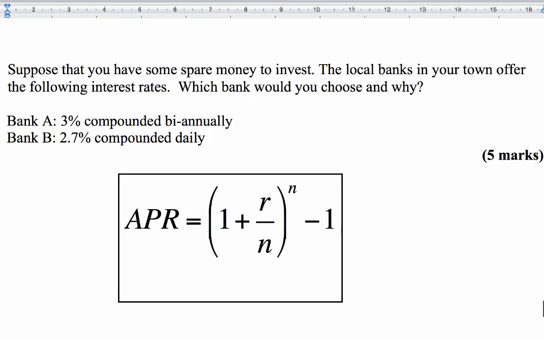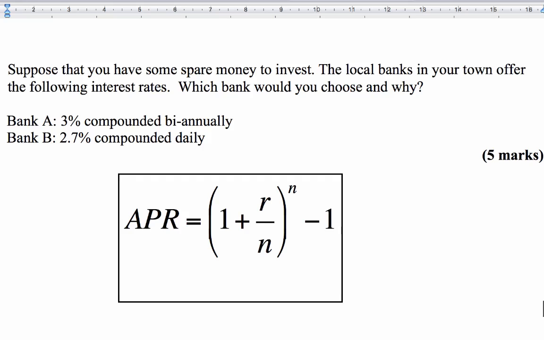And the key is to find out how many times you're going to receive your return on your investment based on this rate. That's what compounded refers to. Compounded biannually means you're going to receive a payment twice a year. Compounded daily means you're going to receive it every day of the year. So that could determine us to choose Bank B, depending on the value of the APR, if it's higher.